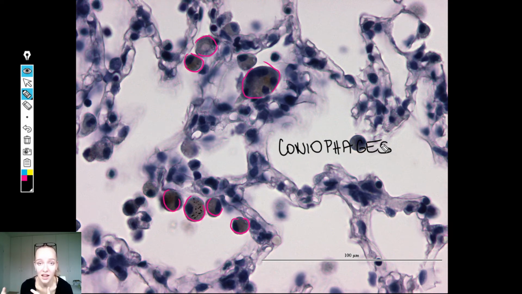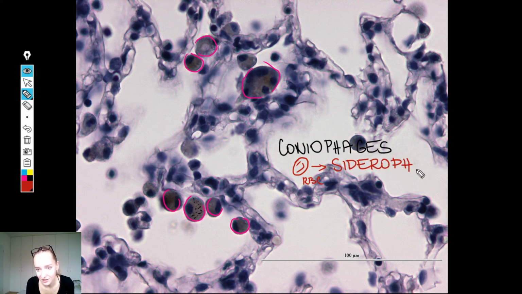So it's just the same cell as a macrophage, but with the dust inside. Yummy. So yeah, these are the coniophages. And we have macrophages also in the spleen, where they are digesting red blood cells. When they do so, these particles of red blood cells can also be seen in the cytoplasm of macrophages. This is a picture of a red blood cell, I'm sorry. When they digest these red blood cells, they are called siderophages.